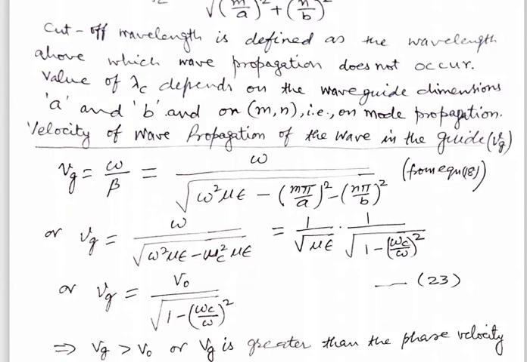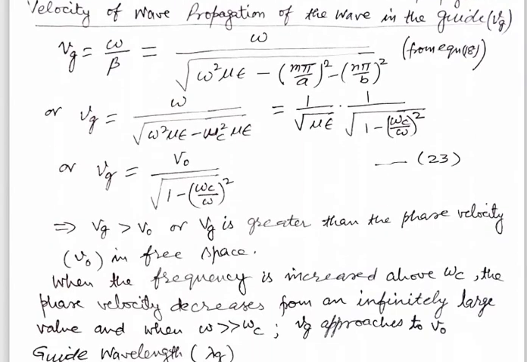Substituting the value of beta in this equation from equation number 18 will give us the velocity of wave propagation inside the waveguide, which can be shown by these equations, and the last equation for Vg is shown in equation number 23. All these facts we have also discussed in TM mode.